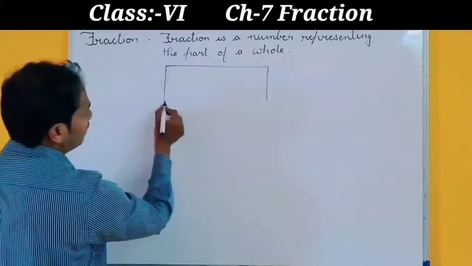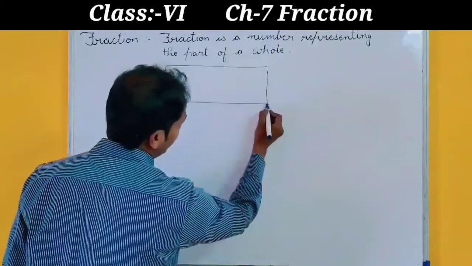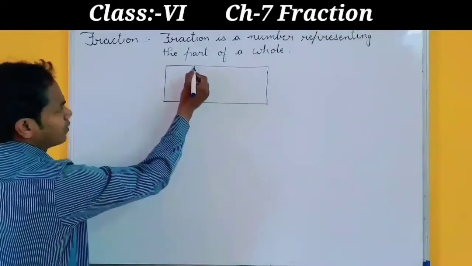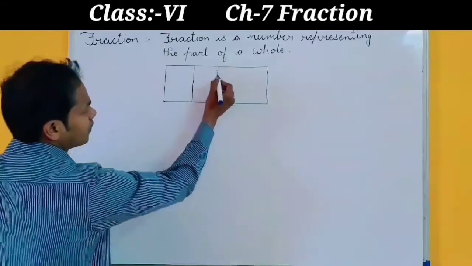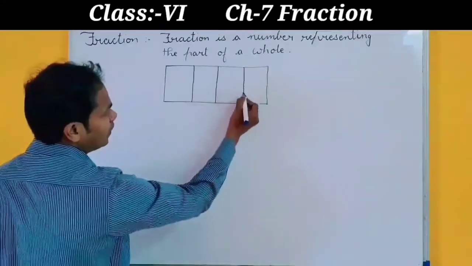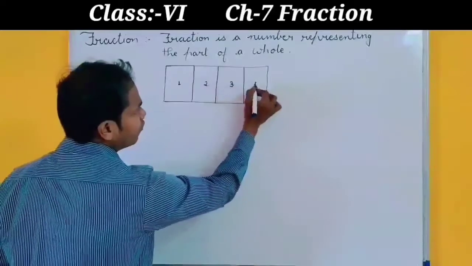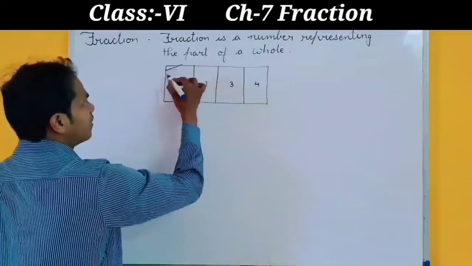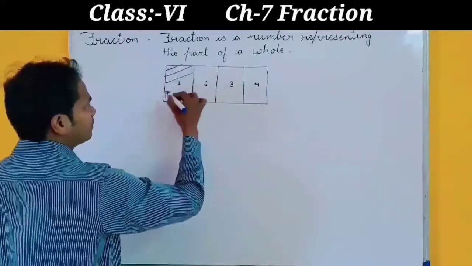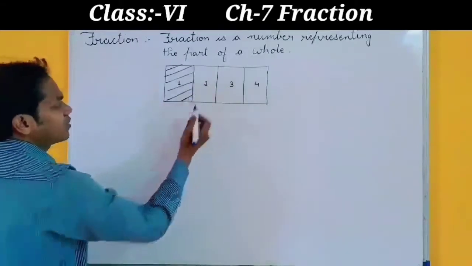Okay, this is one rectangle and I have divided this rectangle into four equal parts. 1, 2, 3 and 4. I have divided this rectangle into four equal parts. I will shade only one portion. Okay. So what is a fraction?